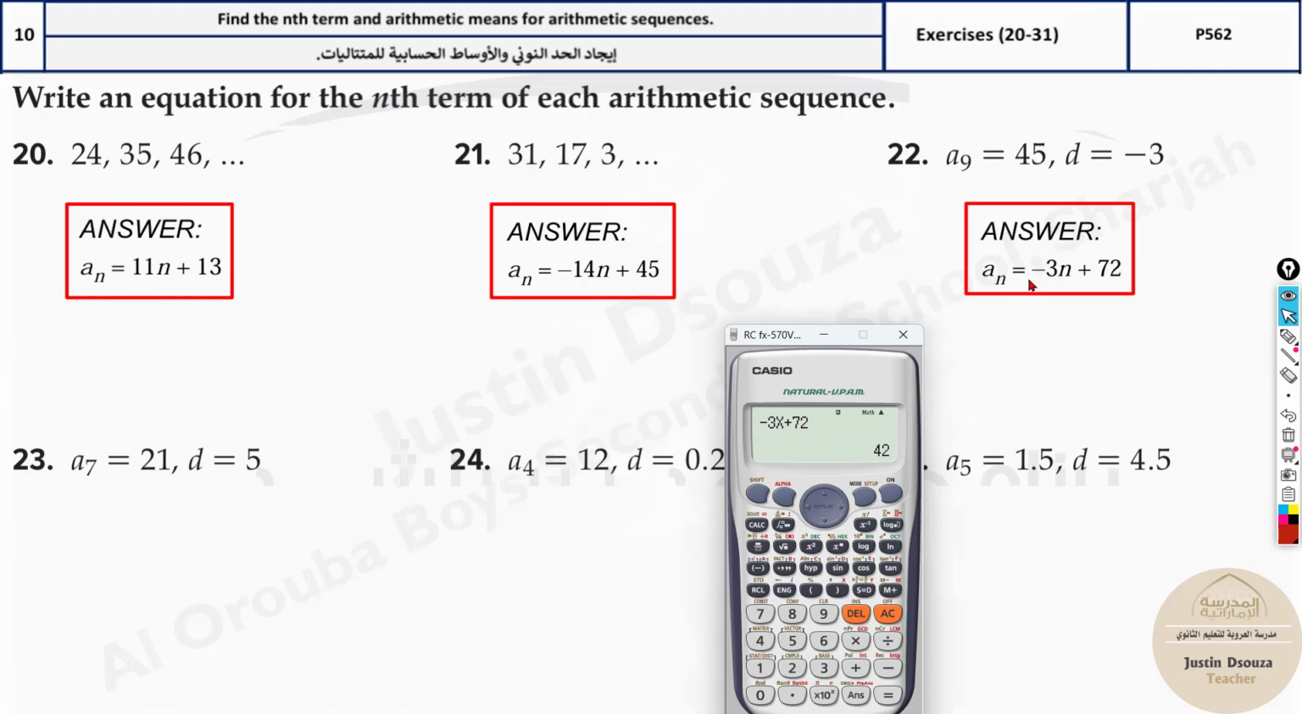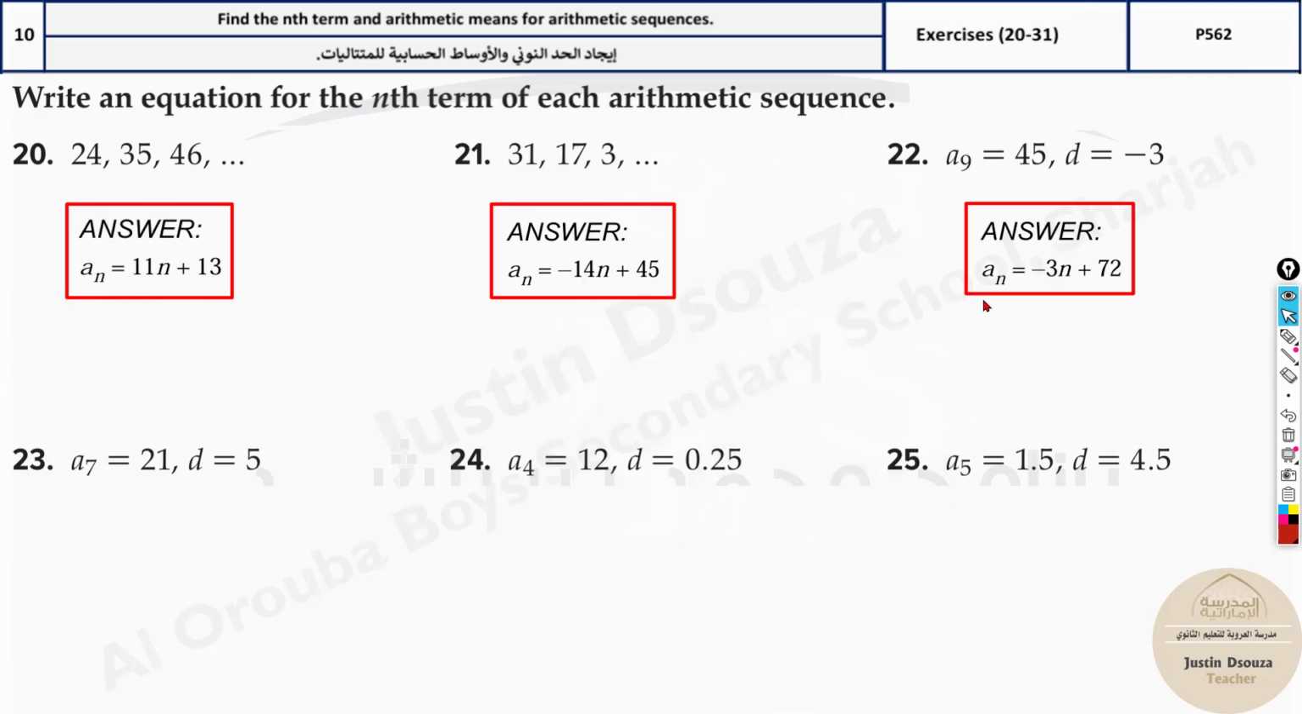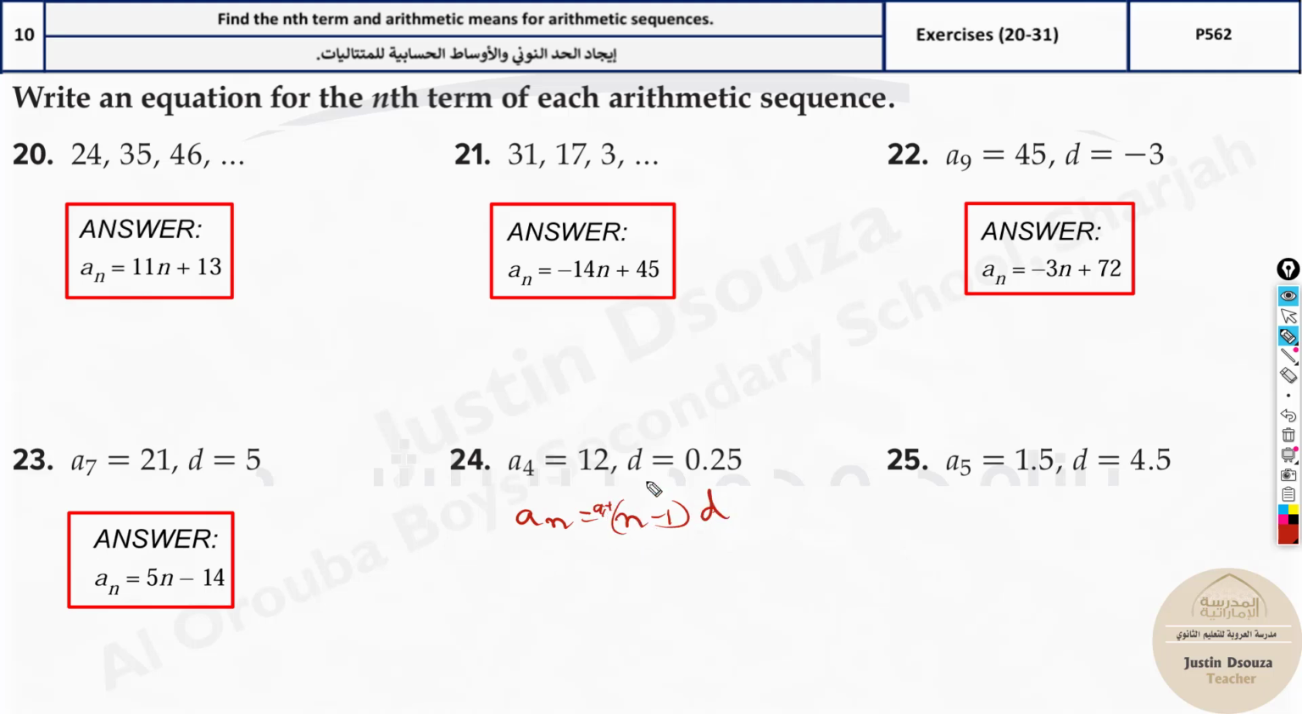And then you can check for other values. It will obey these two. The same thing can be done. Or you can use the formula over here. But when you're using the formula, say in this case, because you have been given the fourth term, the formula is an equals a1 plus (n minus 1)d, right? You don't have a1. So first you need to solve for a1.